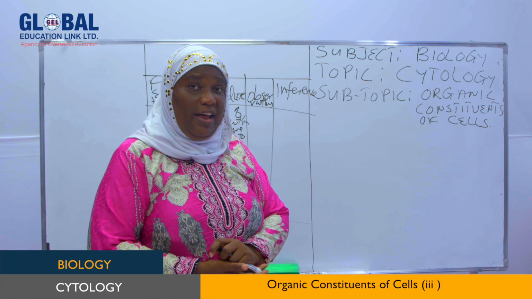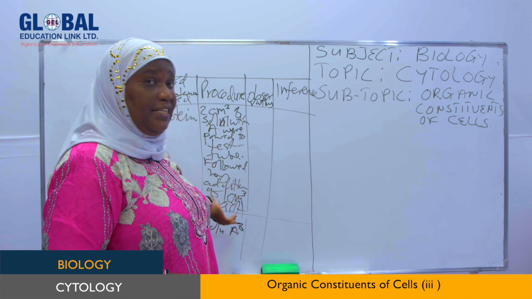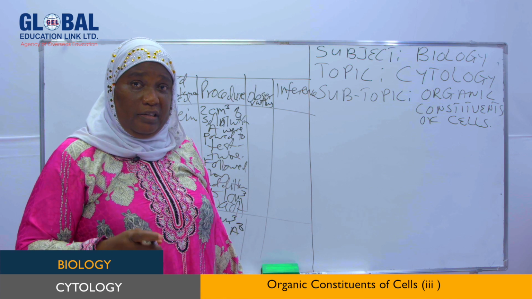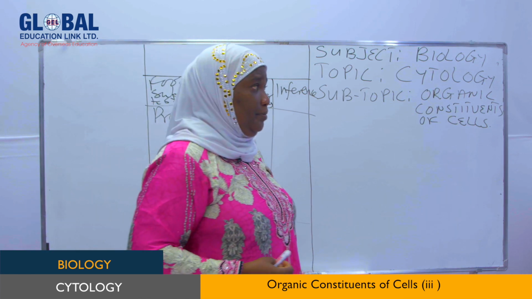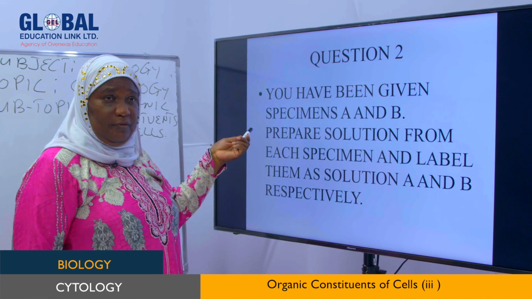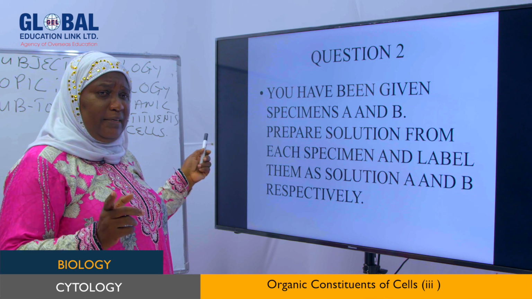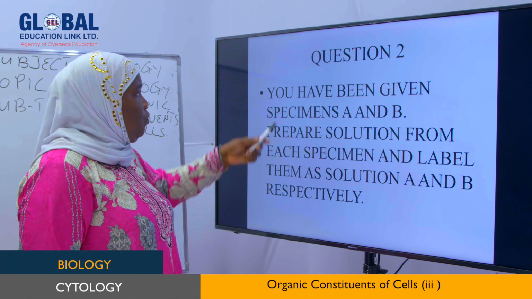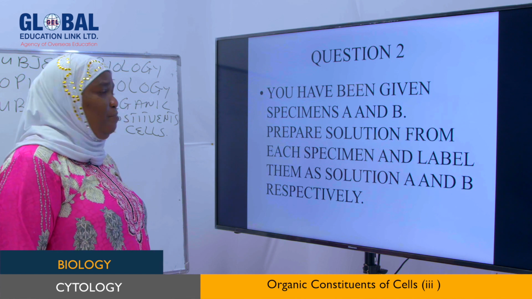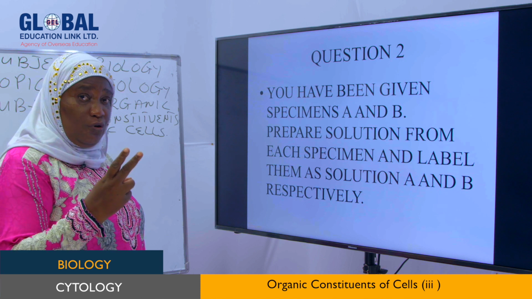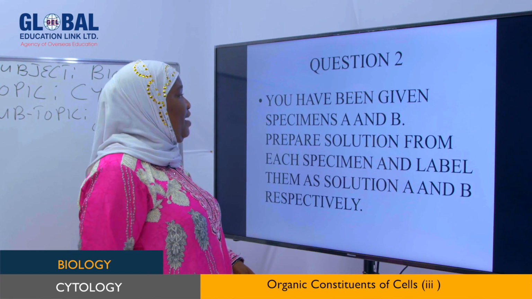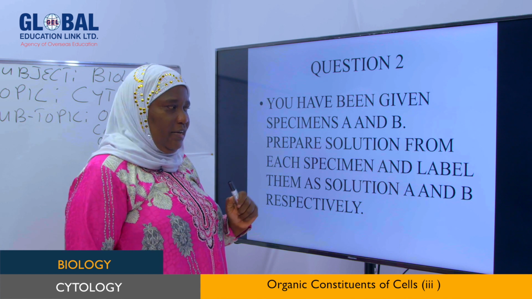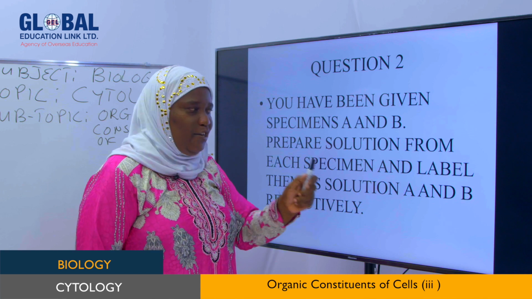Up to here, I think you have understood the report writing. Today, I'm going to introduce to you another question. That question is question 2. Why is it question 2? Because in the last presentation, I introduced to you question number 1. So I'm still continuing. Question 2 says that you have been given specimens A and B. Now we have two specimens here. Prepare solutions from each specimen and label them as solution A and B respectively.